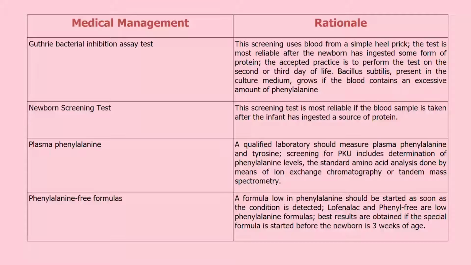Phenylalanine-free formulas. A formula low in phenylalanine should be started as soon as the condition is detected. Lofenalac and Phenyl-Free are low phenylalanine formulas. Best results are obtained if the special formula is started before the newborn is 3 weeks of age.